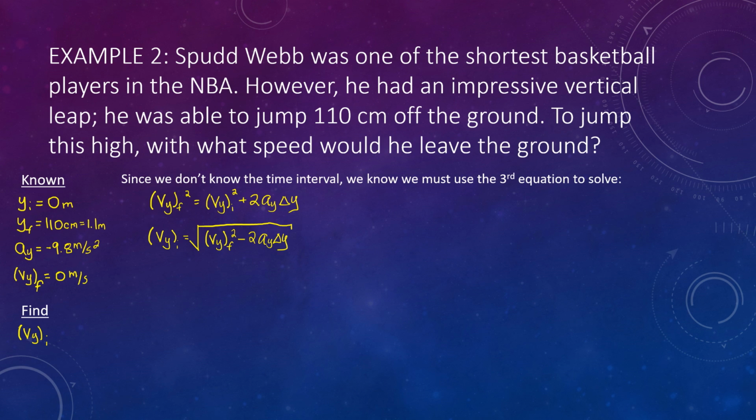So at this point, all we have to do is plug in our numbers. So we know the final velocity was 0 meters per second. Minus 2 times the acceleration, which is that due to gravity, negative 9.8 meters per second squared, and times the displacement, which is that 110 centimeters or 1.1 meters. Okay, so we just plug in our values here, and we should find that we get 4.6 meters per second as our solution. And there you have it.